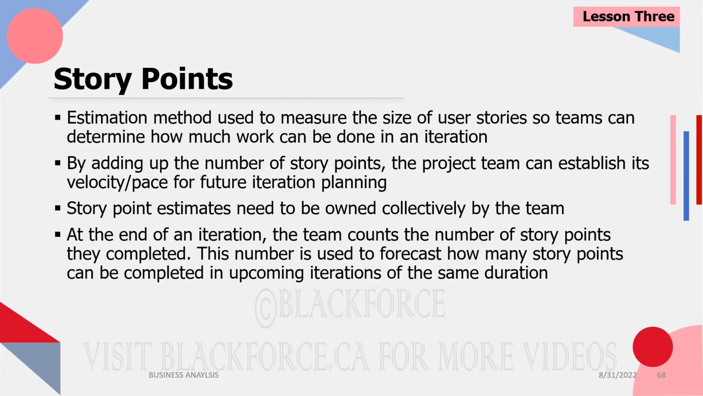At the end of an iteration, the team counts the number of story points they completed. This number is used to forecast how many story points can be completed in upcoming iterations of the same duration. So again, like I said earlier, if in sprint 1 we completed 30, in sprint 2 we completed 30, then we know that our pace, our ability is 30 per sprint.